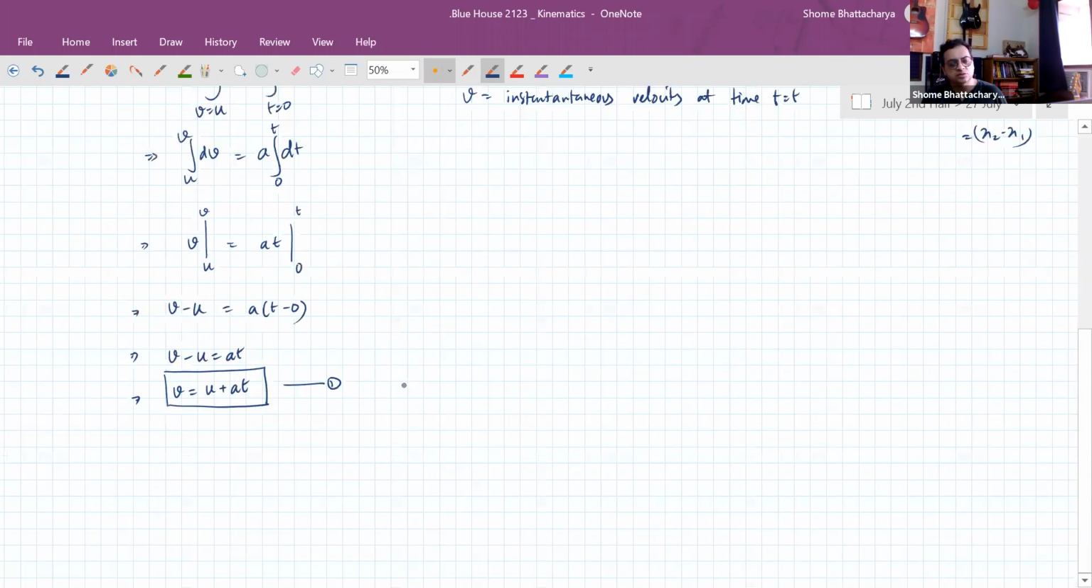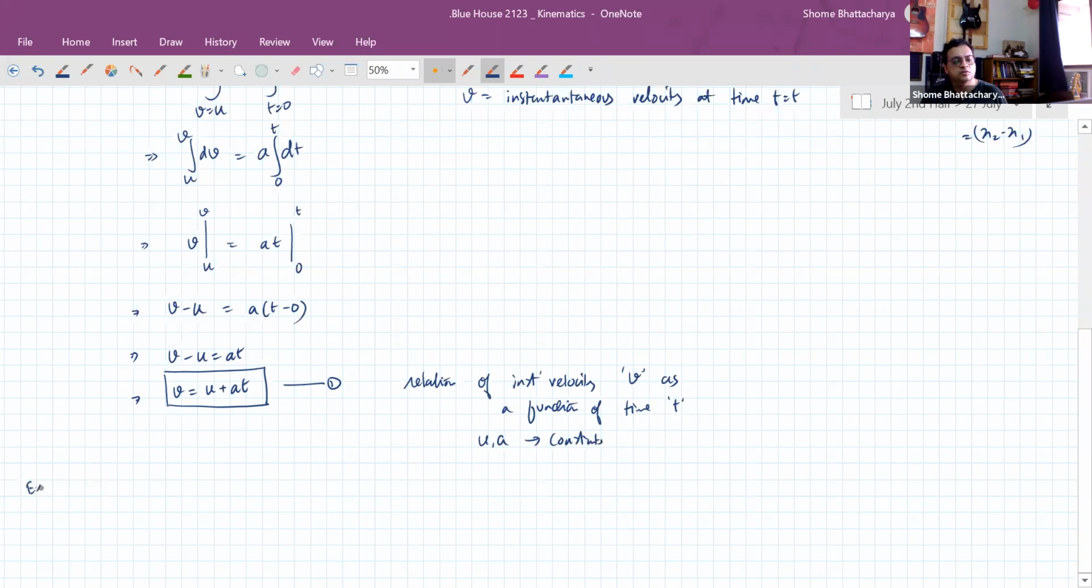So this is the relation of instantaneous velocity v as a function of time. Obviously, u and a here are constants.